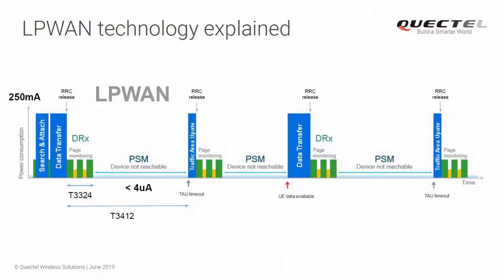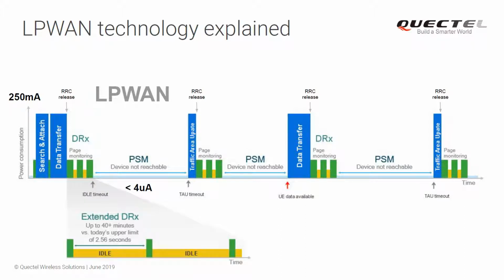There are some timers. One is called idle time, when the module is listening to data from the network, and the big one is called traffic update time, which includes the PSM time. Actually, PSM is the difference between this traffic update time and the idle time.